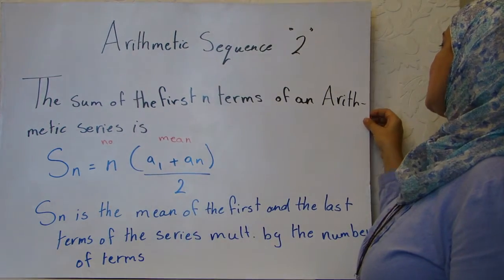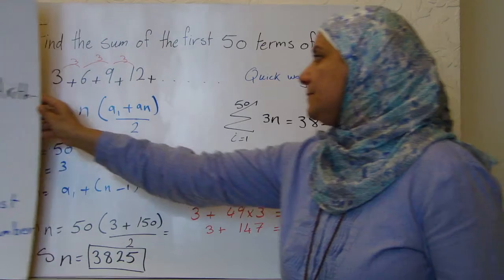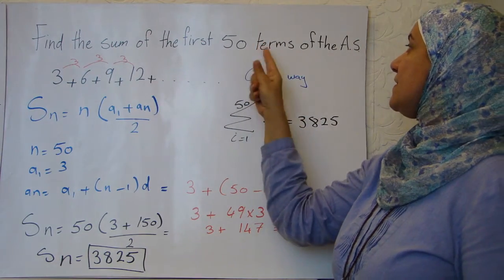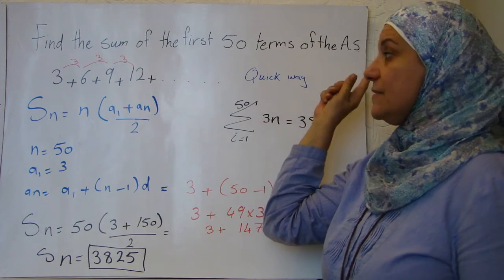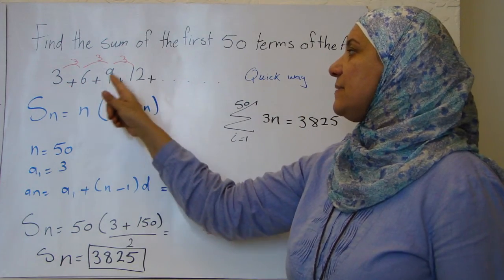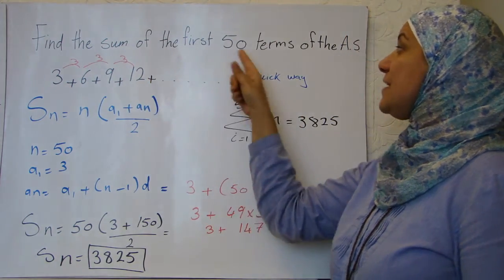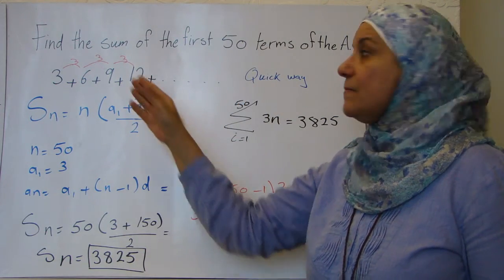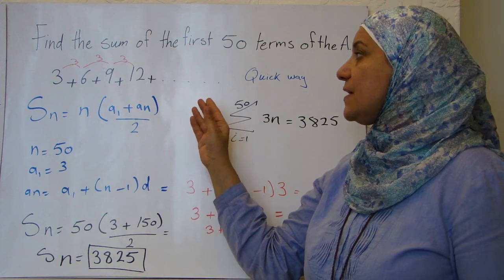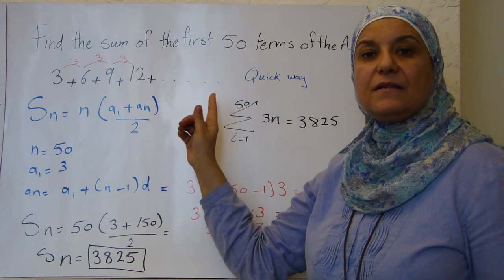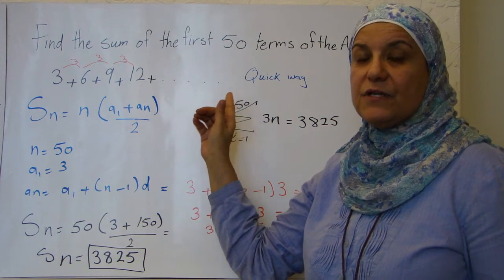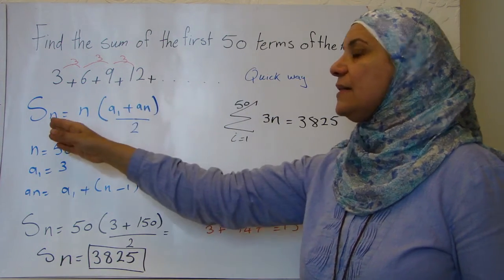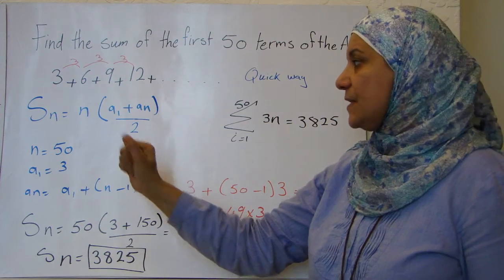Let me take an example for that. Find the sum of the first 50 terms of an arithmetic series: 3 plus 6 plus 9 plus 12 until I reach the 50th term. Of course, if I plug them in the calculator one by one, I'm going to take forever. So there has to be a rule that gives me the Sn as fast as I can.